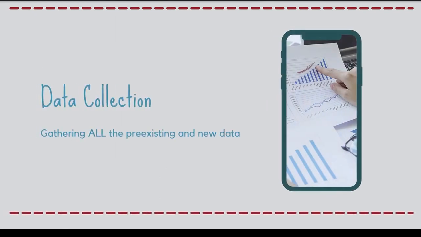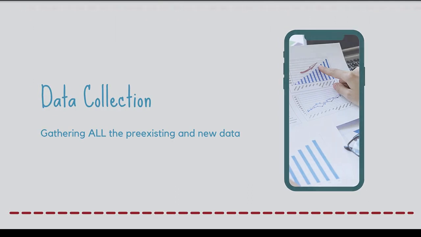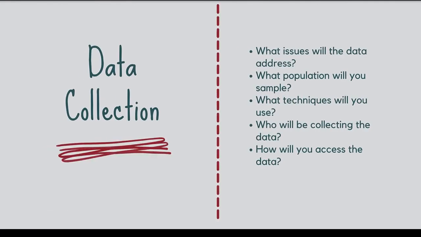In the next step, we're going to talk about data collection. So here's where you're going to gather all that pre-existing data and start collecting new data. You're going to think about what issues the data is going to address. You're going to figure out what population you're going to sample for your new data, and even some pre-existing data. What techniques will you be using? Are you going to use a survey? Are you going to use focus groups? And then who will be collecting the data?